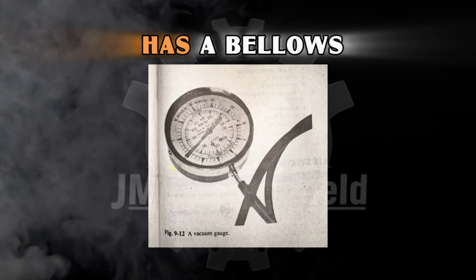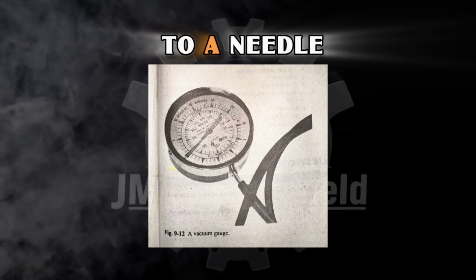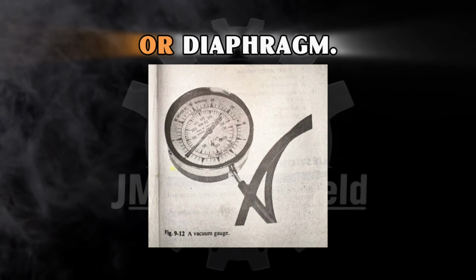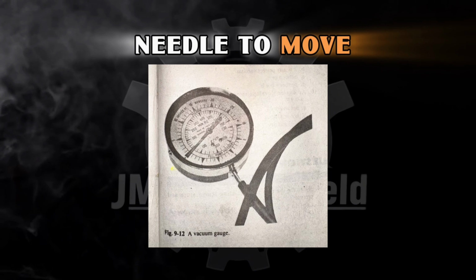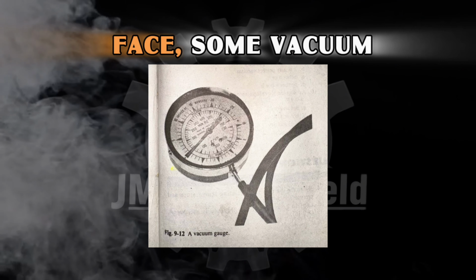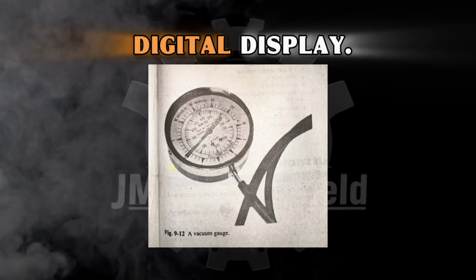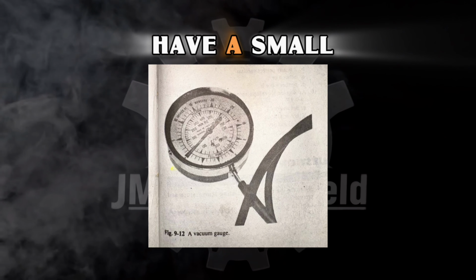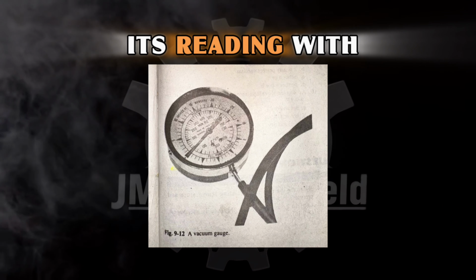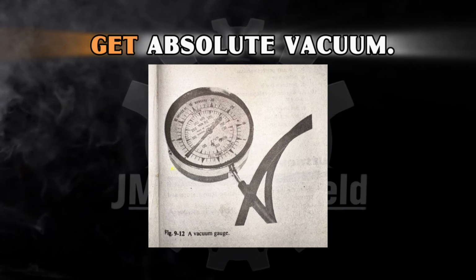A later chapter describes using the vacuum gauge in engine diagnosis. The vacuum gauge has a bellows or diaphragm linked to a needle on the dial face. Applying a vacuum moves the bellows or diaphragm. This causes the needle to move to show the amount of vacuum. Instead of a needle and dial face, some vacuum gauges have a digital display. Many vacuum gauges have a small chamber with a nearly perfect vacuum. The gauge compares its reading with this vacuum to get absolute vacuum.